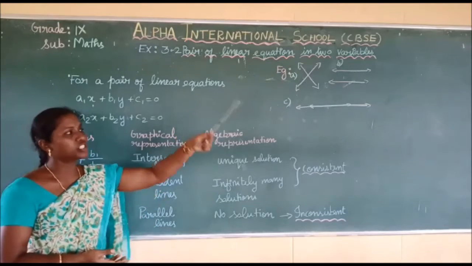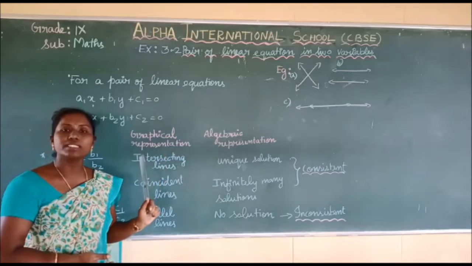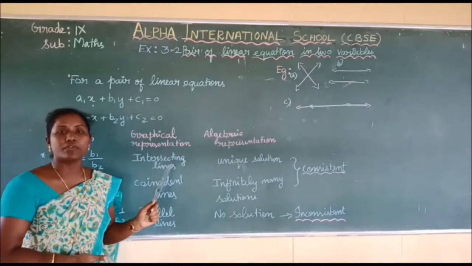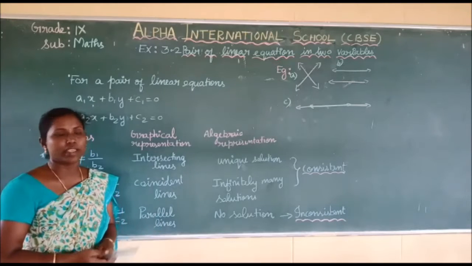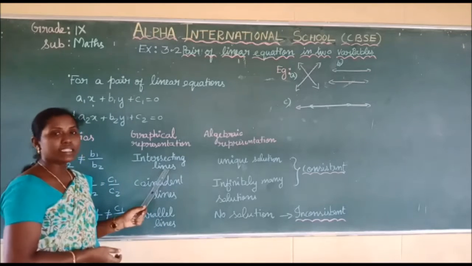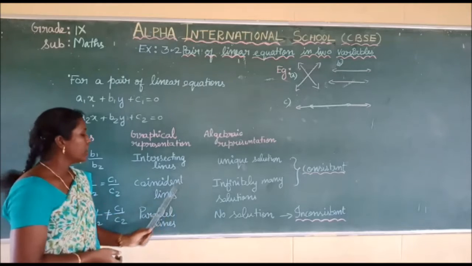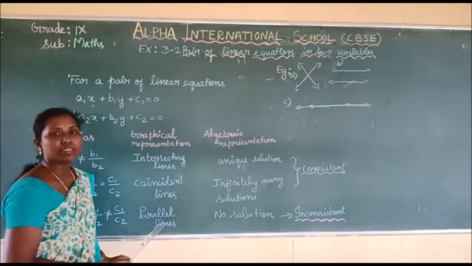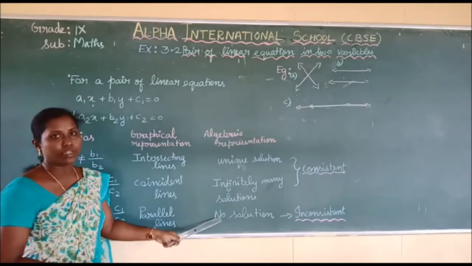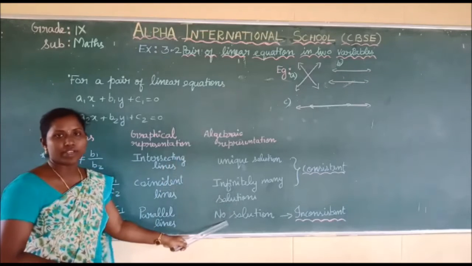If we get such types of graphs, what can we say about the solution of the pair of equations? See, if you are getting intersecting lines, it has a unique solution. Coincident lines have infinitely many solutions. Parallel lines have no solution. So using the graph we can identify this.